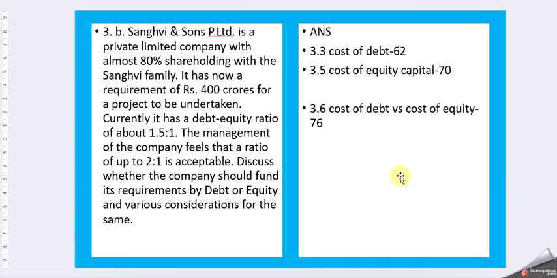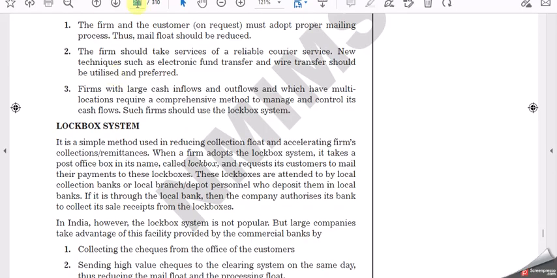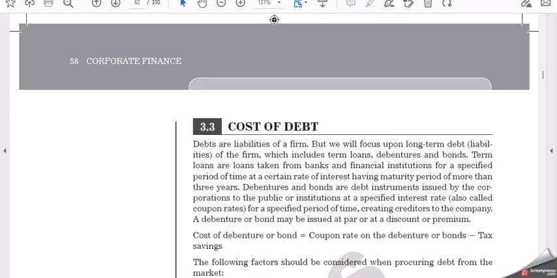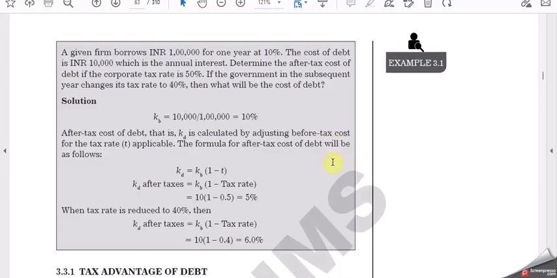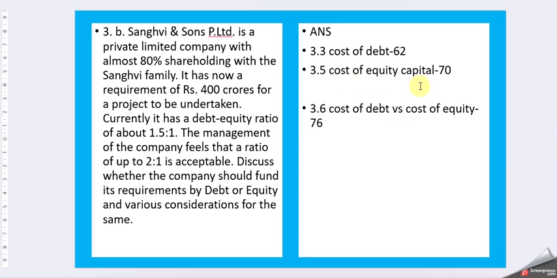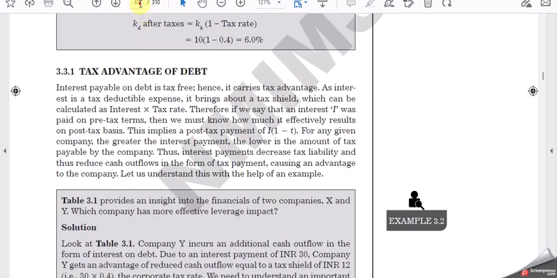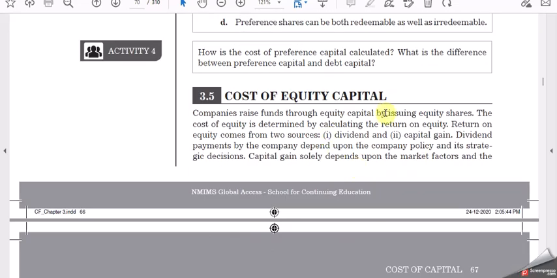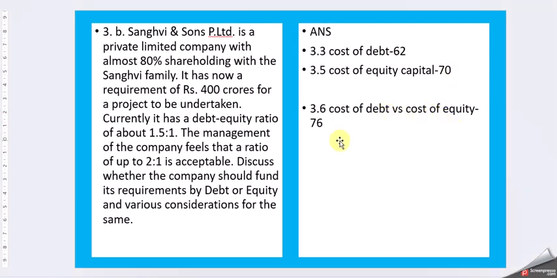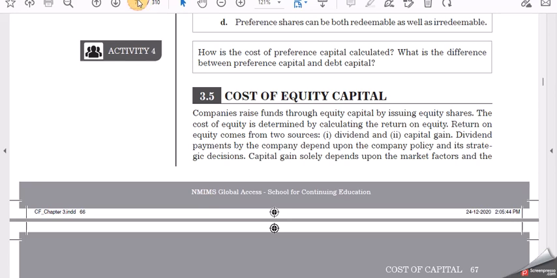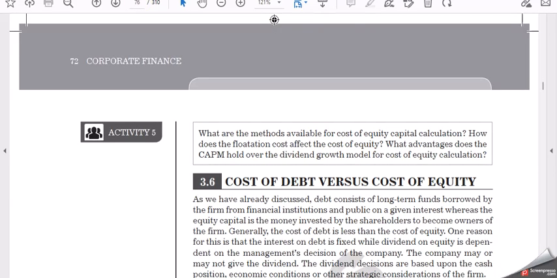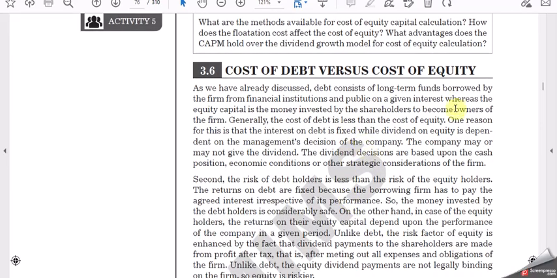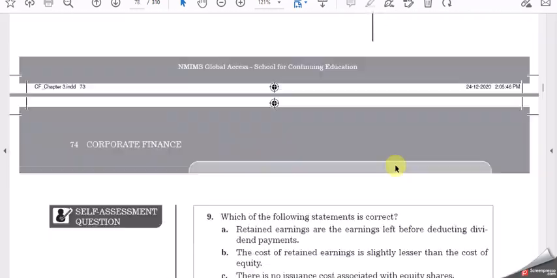So this we will find in chapter 3, 3.3, page number 62, cost of debt. Then we have cost of equity, page number 7, cost of equity capital. Then we have debt versus equity, page number 76, comparison of debt versus cost of equity. Okay. So here you have the theory part of the information.